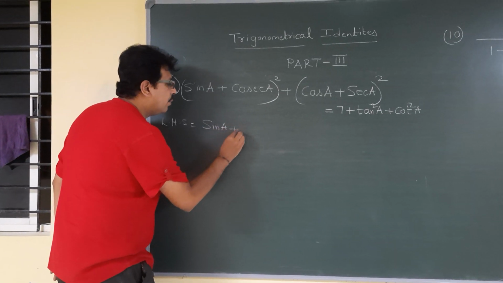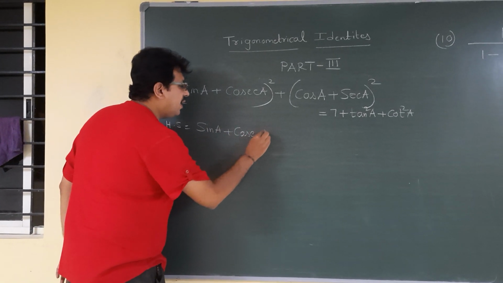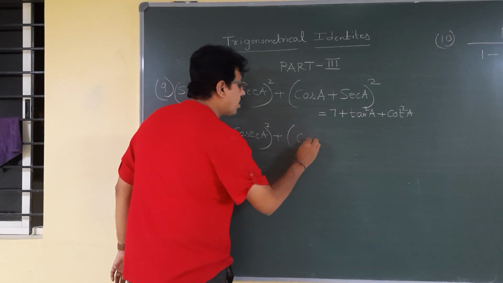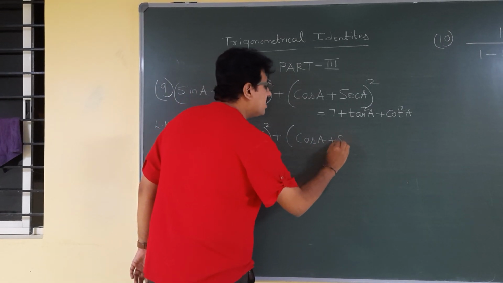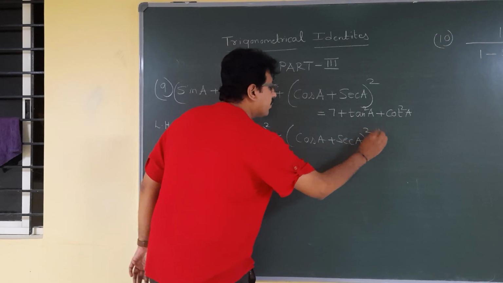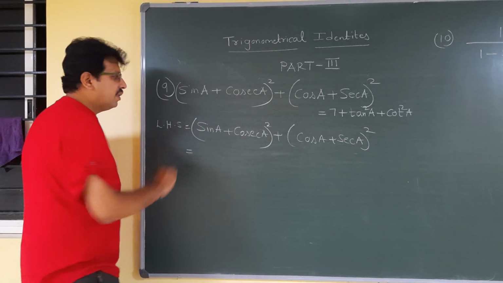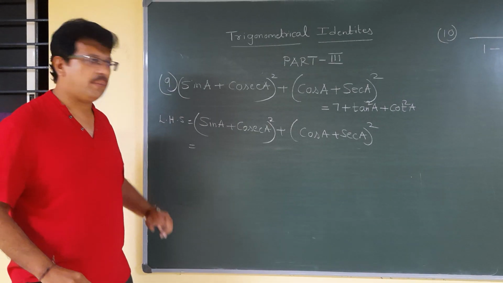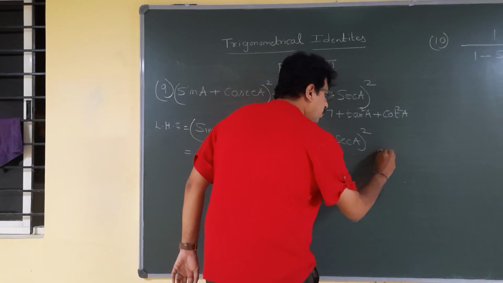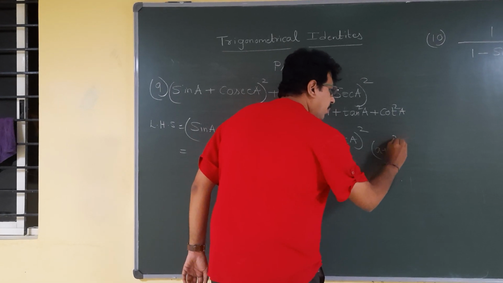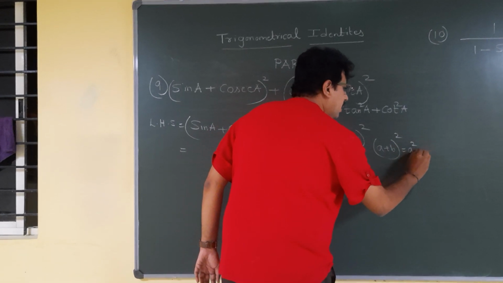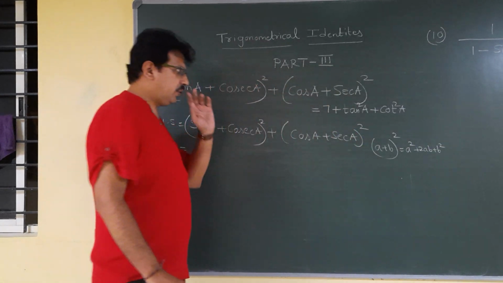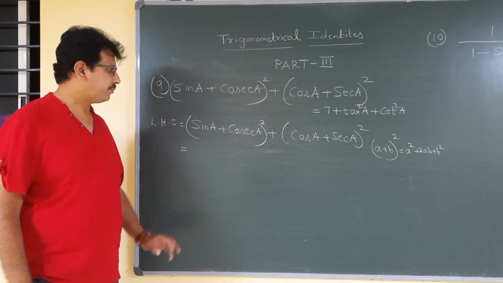(sin a + cosec a) whole square + (cos a + sec a) whole square. So let us take this. This is a plus b whole square here. We are going to apply that formula. The formula you should be able to remember, all of you: (a + b) whole square is a square plus 2ab plus b square. So this is the formula you need to apply.